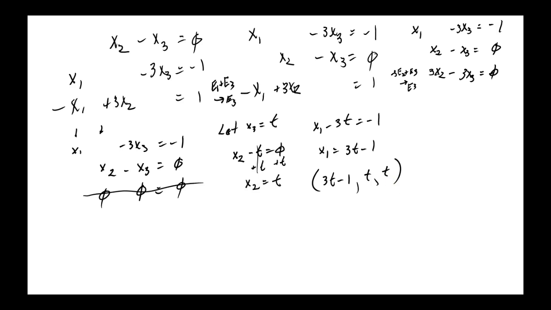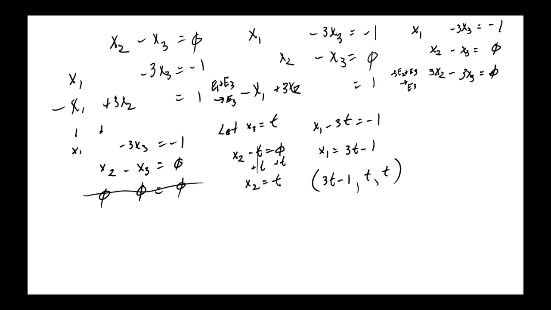Okay? Now, give me a T. Any T in the world. Make up a T, a number. 4, okay? So this will be 12 minus 1 is 11, 4, 4. Let's see if that works. 4 minus 4 is 0. Yes, that works. 11 minus 12 is minus 1. That works. And minus 11 plus 12 is positive. Yeah, that works. Okay? Any T you want to plug in there, it'll make this work. Infinite number of solutions, you choose a T. Any real number T in the world, plug it in, you've got a solution. That's what we mean by infinite number of solutions.